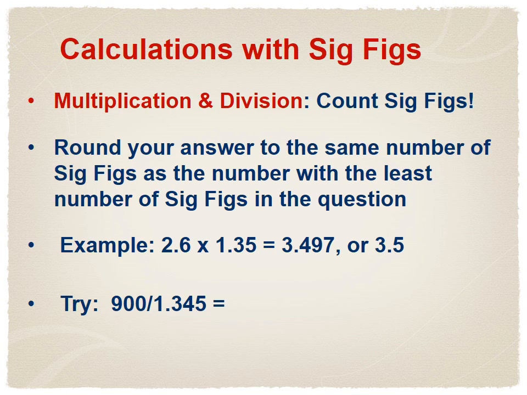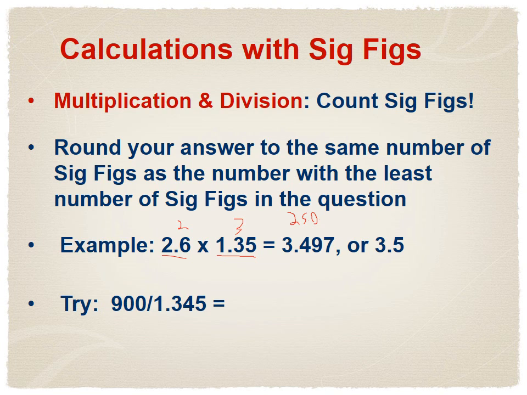There are also rules with multiplication and division. Count the number of significant figures. For multiplication and division, you want to make sure that your answer has the same number of significant figures as the number with the least number of significant figures in your actual operation itself. For example, if we look here, 2.6 times 1.35, 2.6 had 2 sig figs, whereas 1.35 has 3. So our final answer should have 2 significant digits in it, or 2 SFs for sig figs.